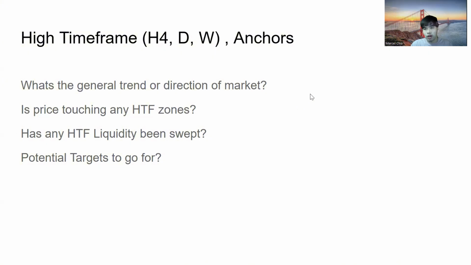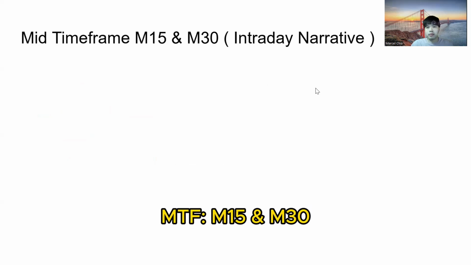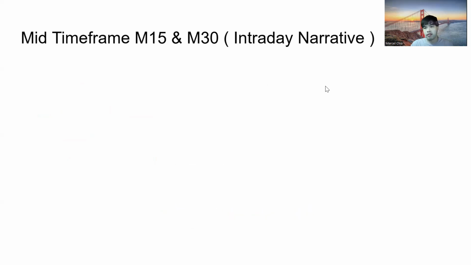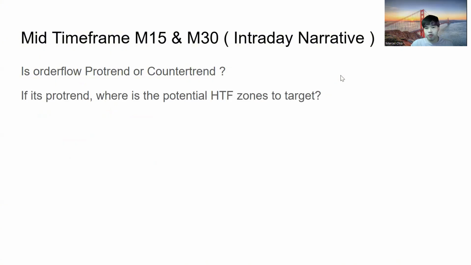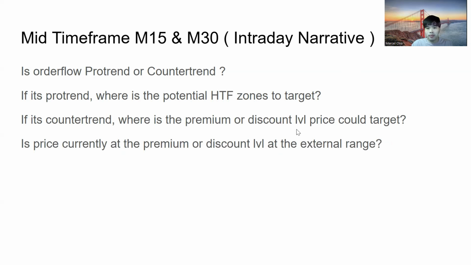And what does this translate into in our mid time frame? In our mid time frame, which is our M15 and M30, the purpose is that they are our intraday narrative. What's the storyline in the intraday, basically? Is our ongoing order flow a bull trend, or is it in the counter trend leg of the high time frame, right? If it's a bull trend, where are the potential high time frame zones to target? Is it going to form a new higher high or a new lower low to continue the ongoing high time frame trend? Whereas if it's a counter trend, then within the external leg itself, where is the premium or discount level that price could target, right?